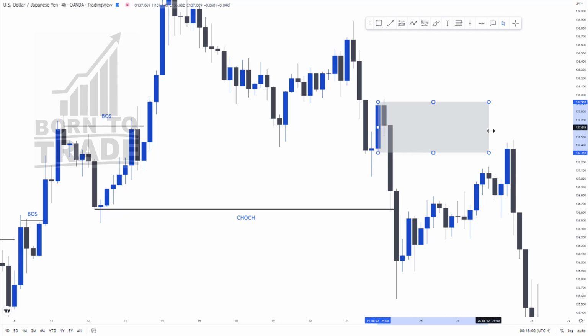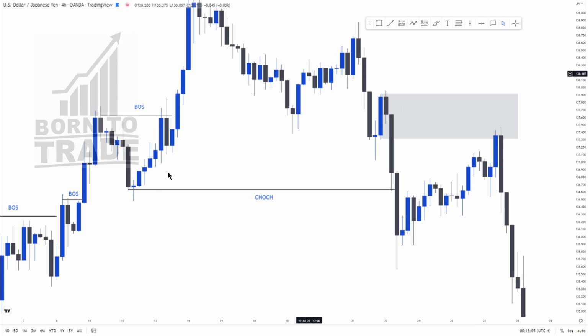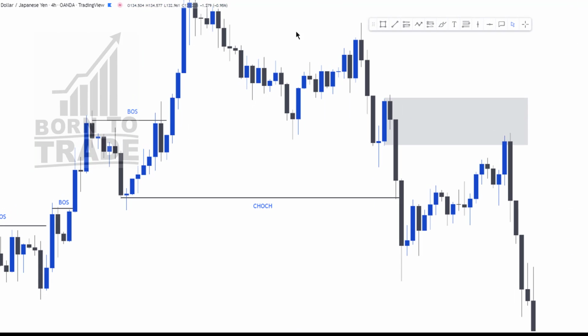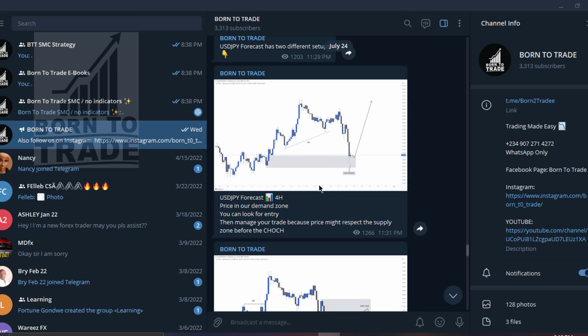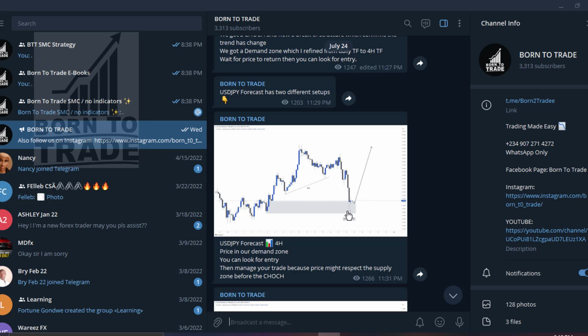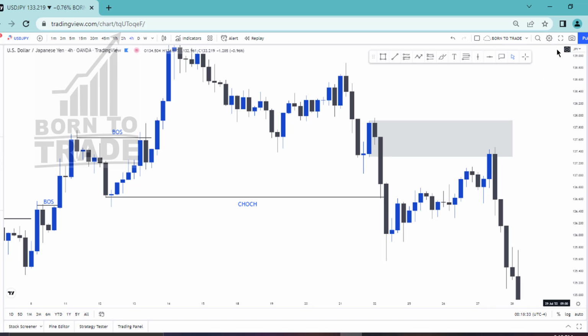So when I mapped out my supply zone, I told them to wait for price, because obviously, firstly, when I shared, let me go back to my Telegram channel. I want to show you something there. You can see it from here. I told them that this is a demand zone and price will react from this demand zone, but we have a change of character, and they should manage their trade because price might respect this supply zone. You can see that clearly. And that's exactly what happened right here.